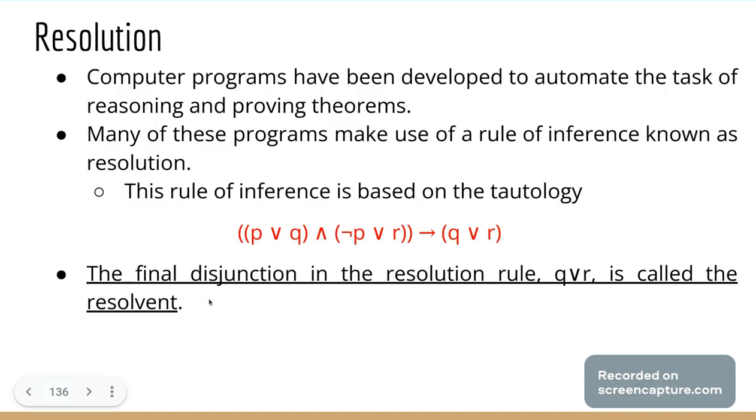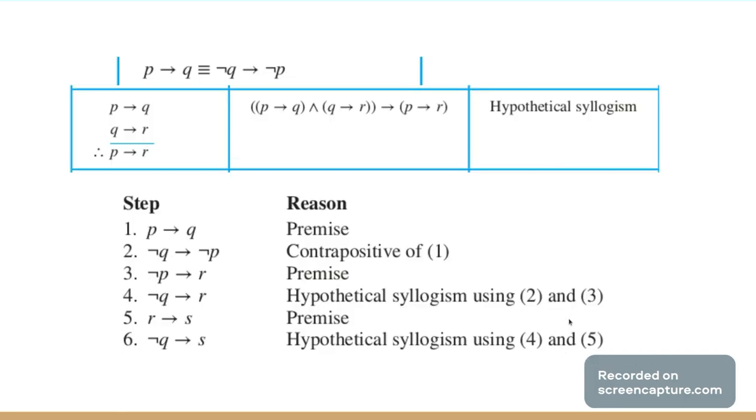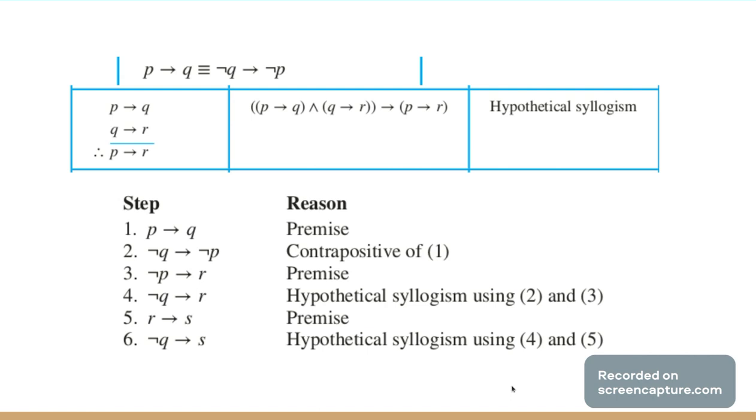Now let's look at the third premise. The third premise was R implies S. Again, we have the form P implies Q, Q implies R, so P implies R. Again, using hypothetical syllogism, we get not Q implies S. And not Q implies S is our conclusion here. So these premises do lead to the conclusion, not Q implies S. Therefore, we have a valid argument for that conclusion.